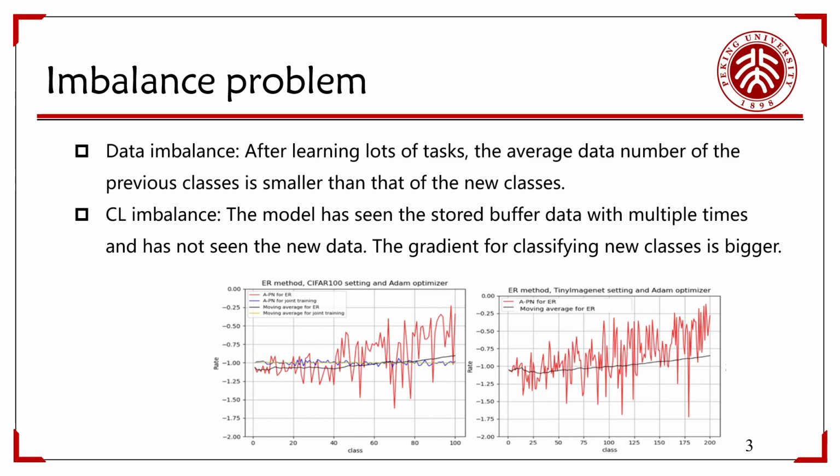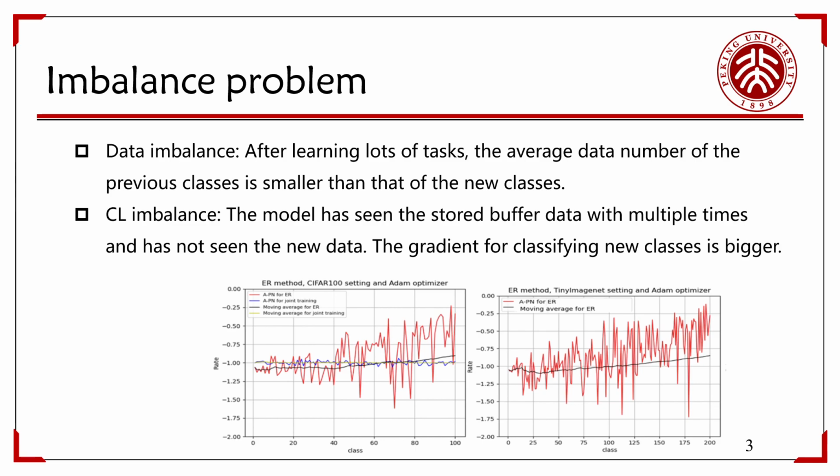One is the data imbalance. After learning lots of tasks, the average data number of a previous class in the training batch is usually very small, but the average training data of a new class in the training batch is usually unchanged. Then the model will see more training data of the new class in the training batch, and it will have a bias toward the new class.